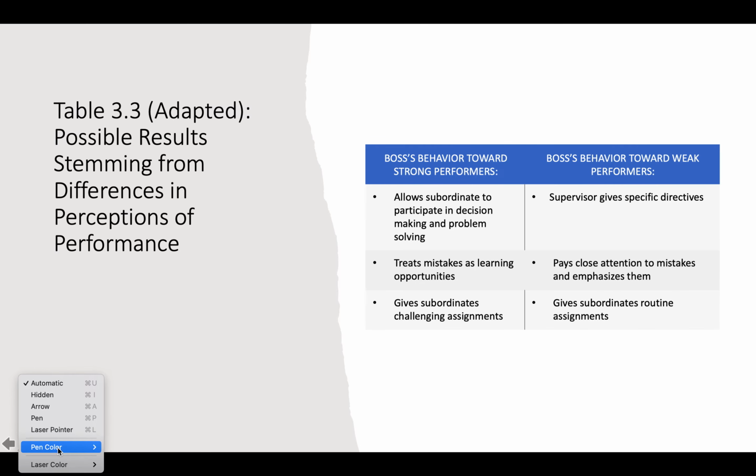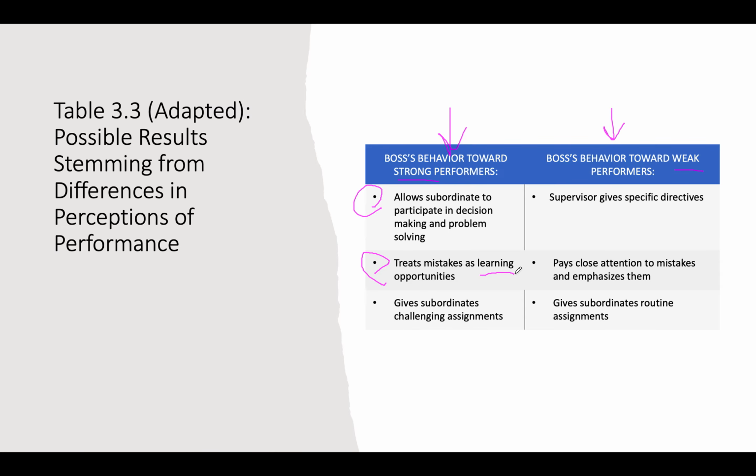So this is a quick little table that talks about how we might behave towards those we believe are strong performers and how we might behave towards those we think are weaker. If I have a person on my team and I think they're a super strong performer, I'm going to allow them to be part of the decision-making process. I'm going to call them up to help me problem solve. If they mess up, well, oops, it happens. It's a learning opportunity, and we'll try again next time. And they will also get the more challenging, fun projects.